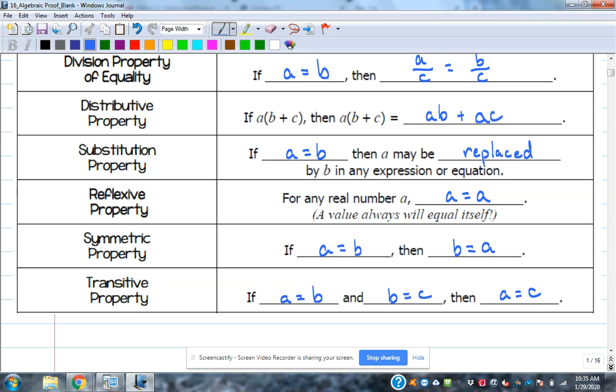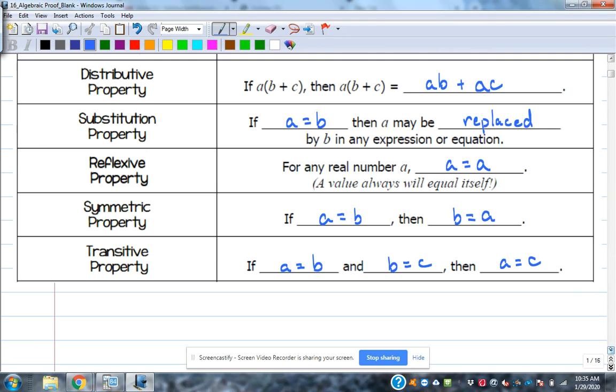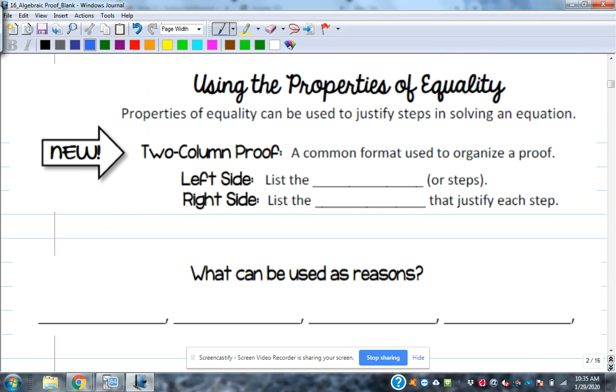So know these properties by heart, not by a page of notes. So know them, okay? And like I said, most of them you're using already. You just don't ever say the name of them. All right. So when we're using these properties of equality, we can justify our steps when we're solving equations. We're going to use a two-column proof format, which is more of a secondary education style of doing a proof.